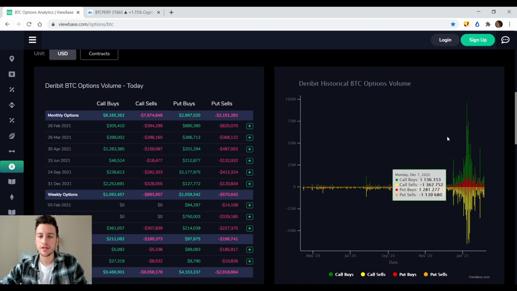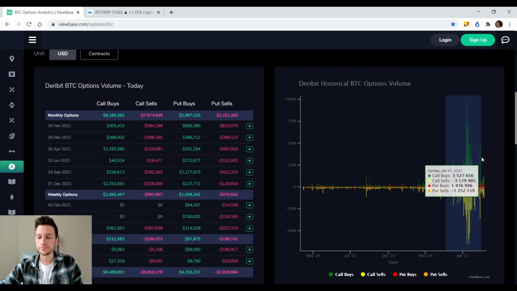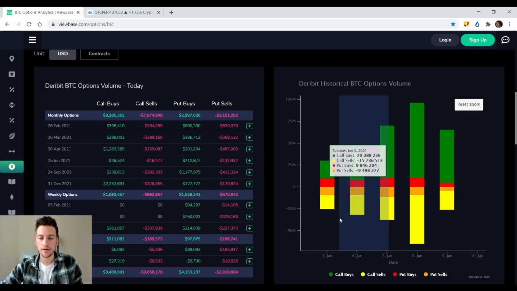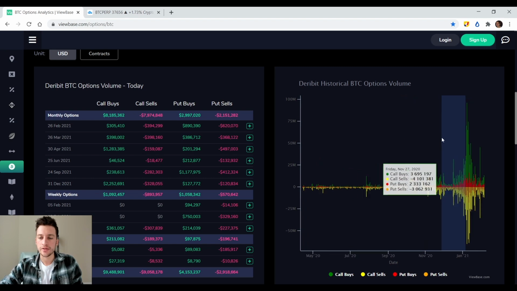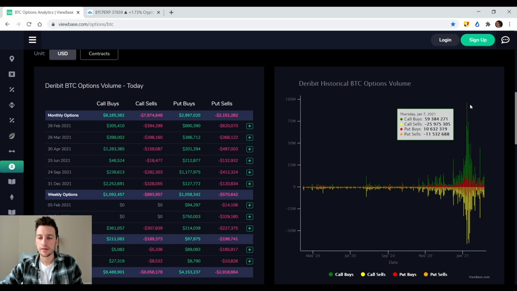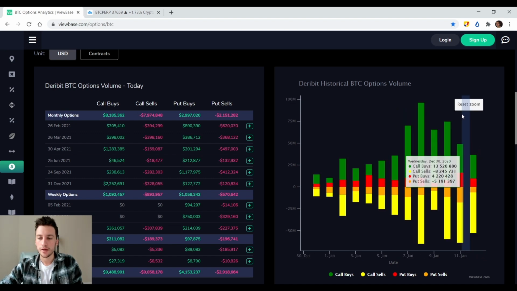But what I want to focus on is if we look at historical put-call ratio, what we can see here is that, okay, I don't know why I keep zooming in. Okay, let's reset that zoom. Okay, come on, buddy, work with me. It's constantly zooming. Okay, I'm just going to go here.